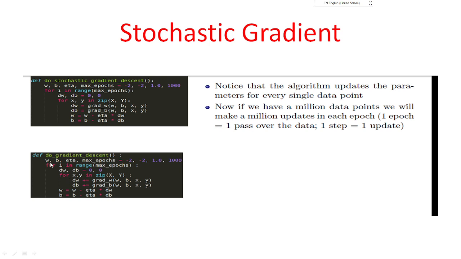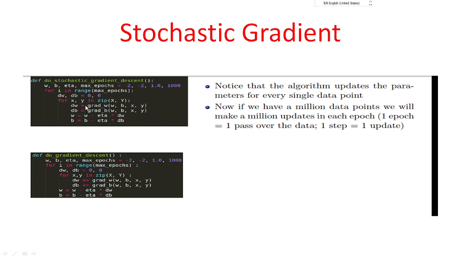Here see w, b, maximum epoch: for i in the range of max epoch, compute dw, db for x, y in the data. This is the updation. W equal to w minus eta dw. This updation is done for every epoch, for every change of i, as you can see from the indentation. But in stochastic gradient, for every x and y, this updation w equal to w minus eta dw is done.